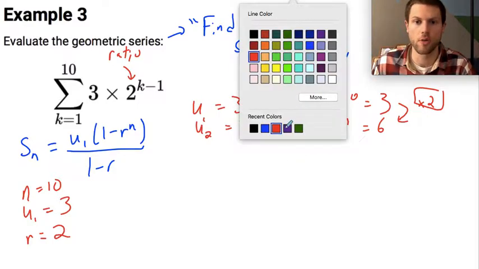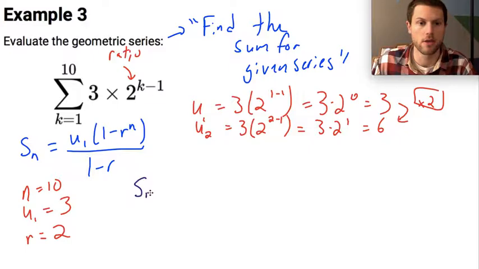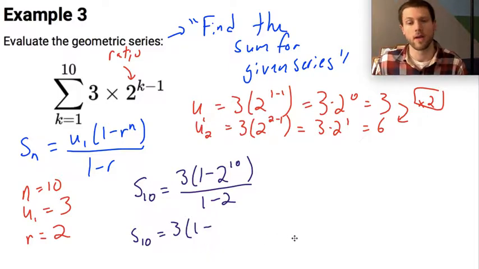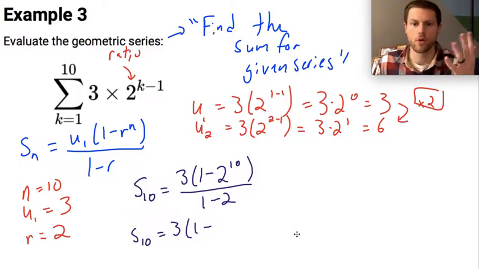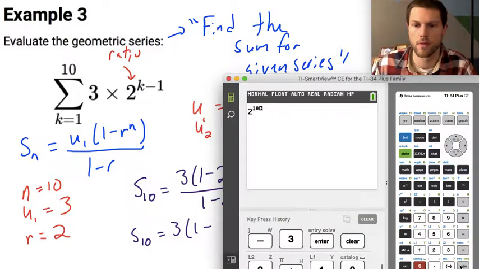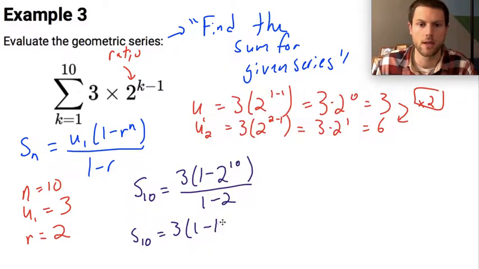So now let's just plug stuff into the formula and evaluate. S sub 10 is going to equal 3 times 1 minus 2 to the 10th power, all over 1 minus 2. So S sub 10 is going to equal 3 times 1 minus, let's see, 2 to the 10th power. 2 to the 7th is 128, so 256, 512, 1024. Let me just check that. 2 to the 10th is, okay, good, 1024. So 1 minus 1024, all over negative 1.